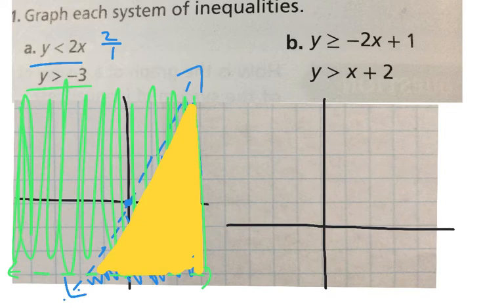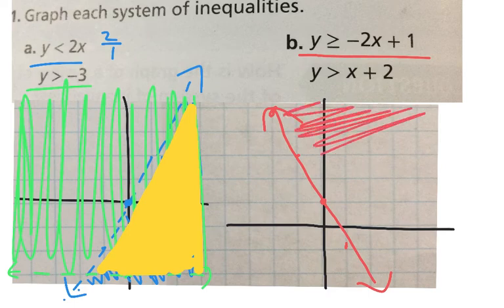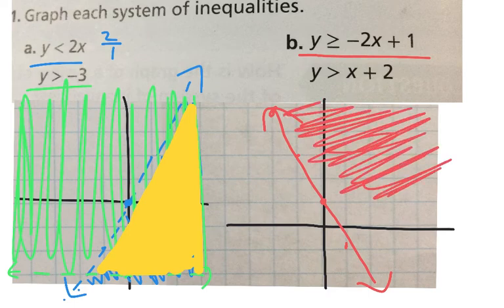Okay, so for the second one, negative 2x plus 1: y-intercept is at 1, down 2, right 1, up 2, left 1, up 2, left 1, solid line. It should be over the top. And because y's must be greater than this line, we need to shade above the line.